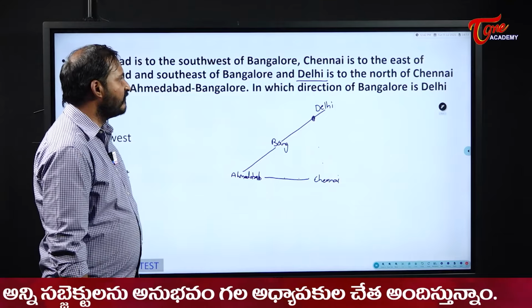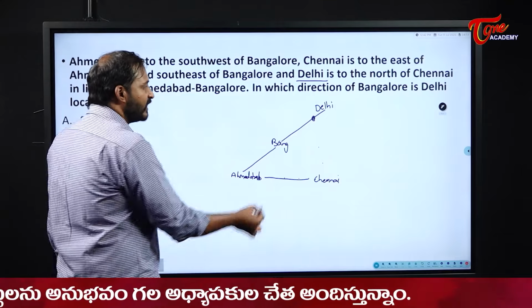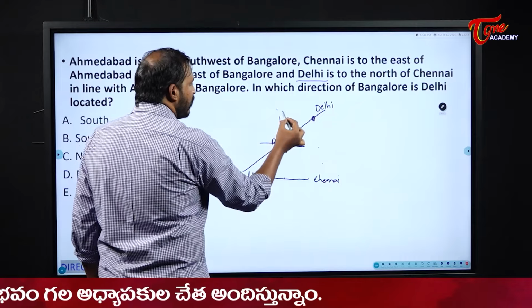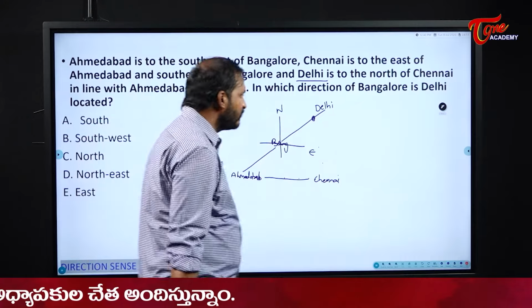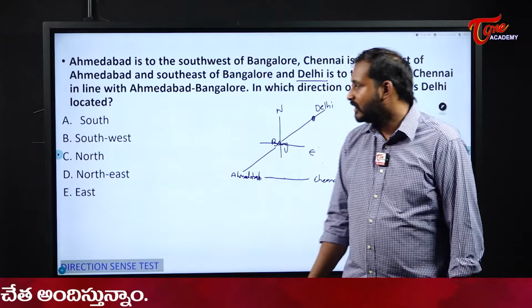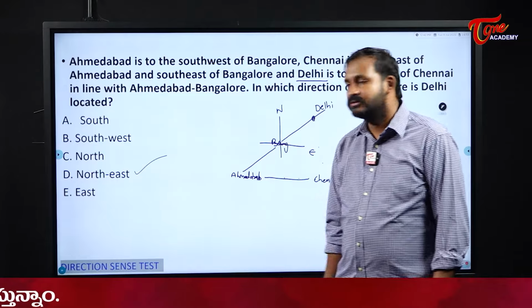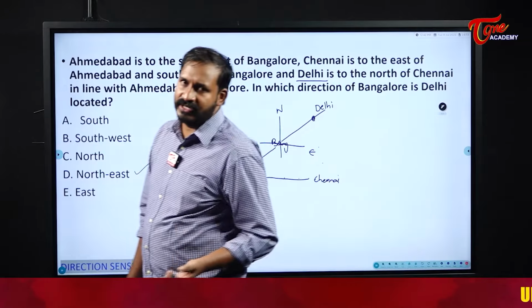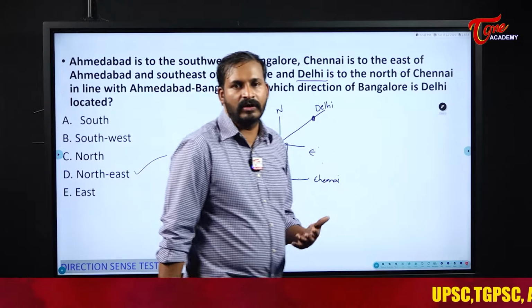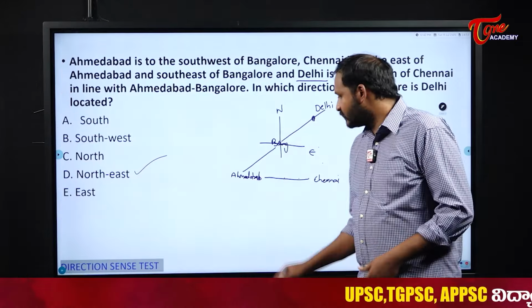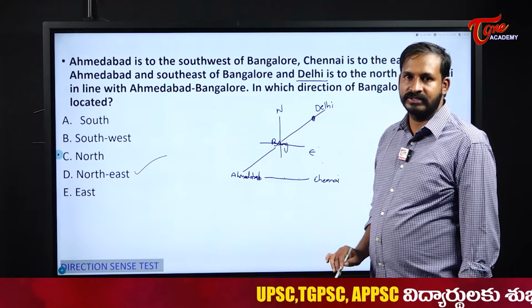Now, in which direction of Bangalore is Delhi, students? This is north and this is east. Which direction of Bangalore is Delhi? This is towards its northeast. Understood? This is a little bit different question than the questions which we have solved till now. So, this is how we are going to solve the problems.